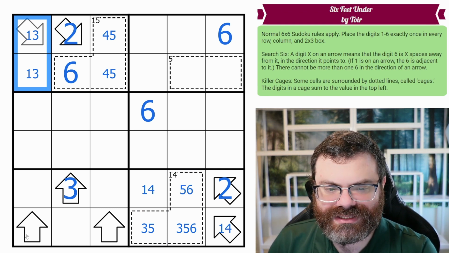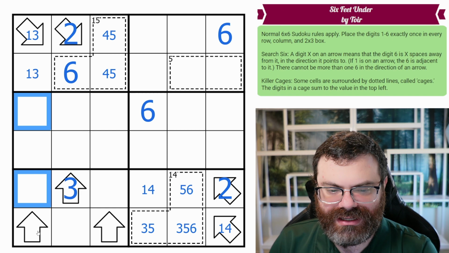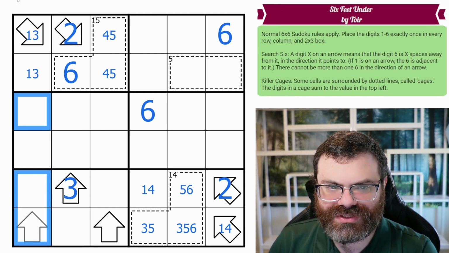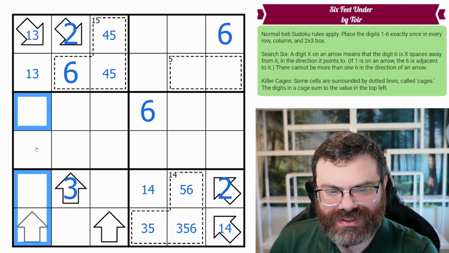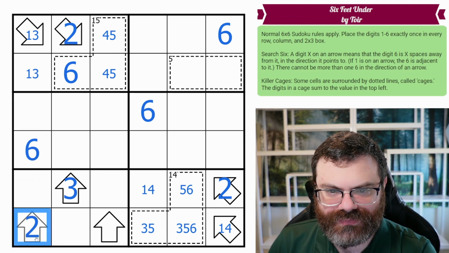So where is the 6 in this column, right? It's not, this 6 says it's not here. And it's not here because this can't be a 1 because of the 1, 3 pair. And it's not here because it would be pointing at itself, but also off the grid. It doesn't make any sense. So this is the 6, and this has to be a 2.